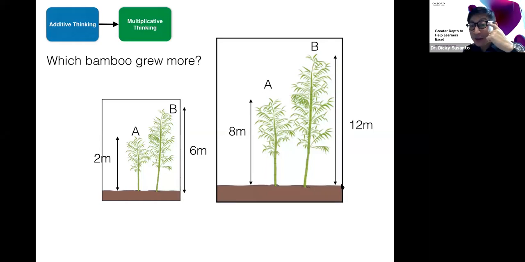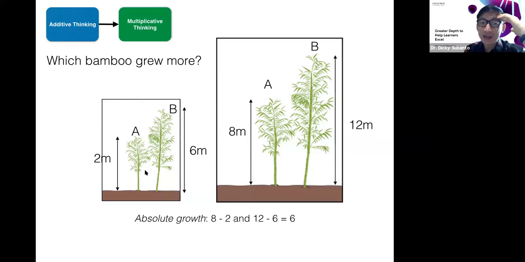So I think most will say A. If this is given to students, most likely their answer will be the same. Why? Because they would say, well, from 2 to 8, there is a change of 6. From 6 to 12, there's also a change of 6. So for them, they are thinking more in an additive thinking mode. And this is where we are talking about absolute growth. The absolute growth is the same. Both bamboos grew 6 meters within that year.